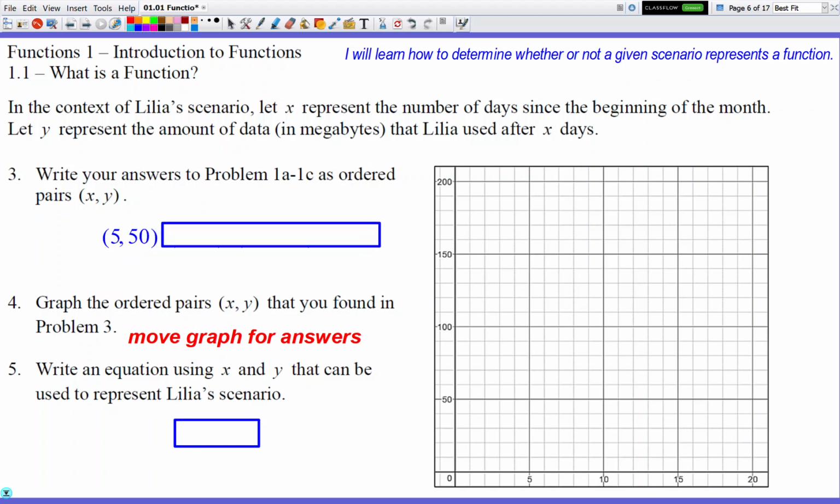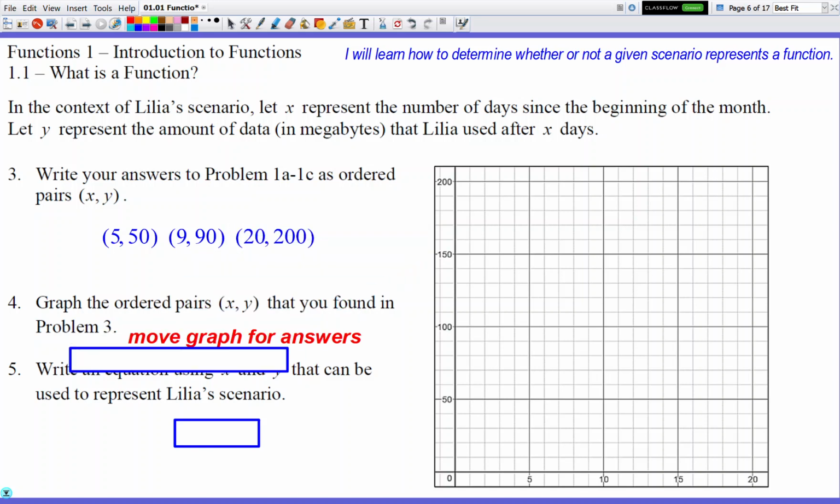In letter B, it was August 9. So we used the number 9 to get our output of 90. So that's our next ordered pair. In letter C, we had a day of the month with August 20. We plug it in, multiply by 10, and we get 200. So my 200 is my output. So there are my 3 ordered pairs.